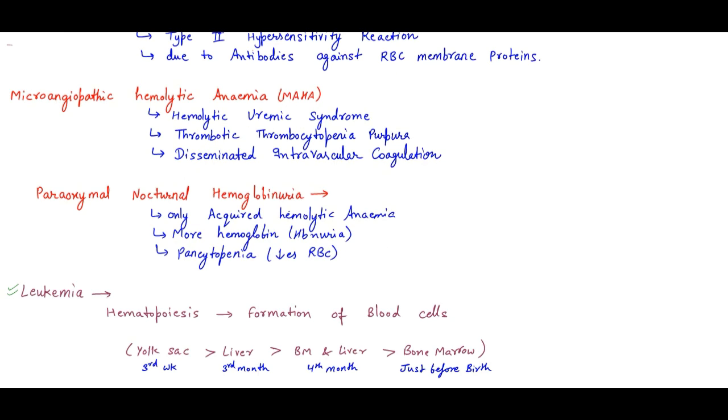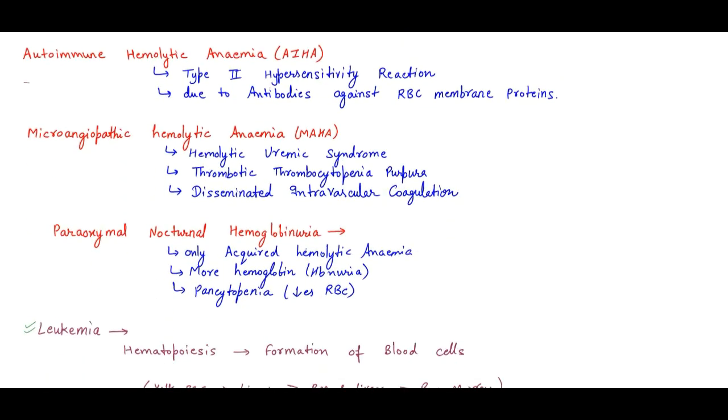Then there is autoimmune hemolytic anemia. We studied the hereditary ones, and one important one is autoimmune hemolytic anemia. It comes under type 2 hypersensitivity reaction. Autoimmune means there is an antibody interaction with the RBC membrane protein, due to antibodies against the RBC membrane protein. So if you find a question like which anemia is due to antibodies, it will be autoimmune hemolytic anemia. Then microangiopathic hemolytic anemia.